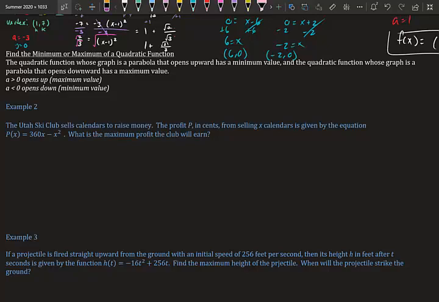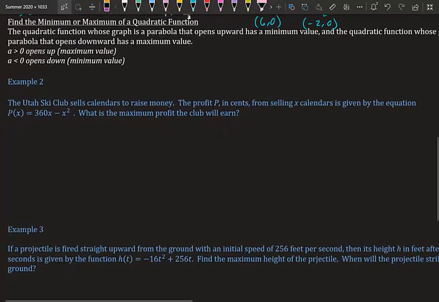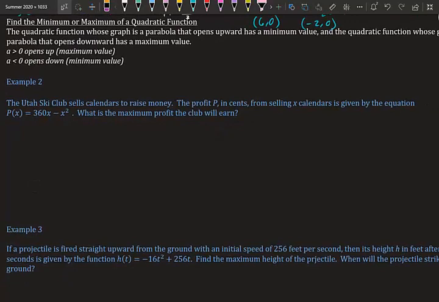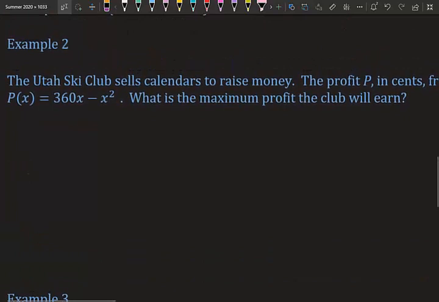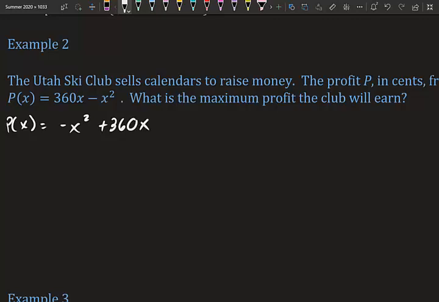So the Utah Ski Club sells calendars to raise money. The profit P in cents from selling X calendars is given by the equation P of X equals 360X minus X squared. What is the maximum profit the club will earn? Now let's rewrite this in standard form. So that would be P of X equals negative X squared plus 360X. If it's money, A is always negative. You'll learn why in college algebra.